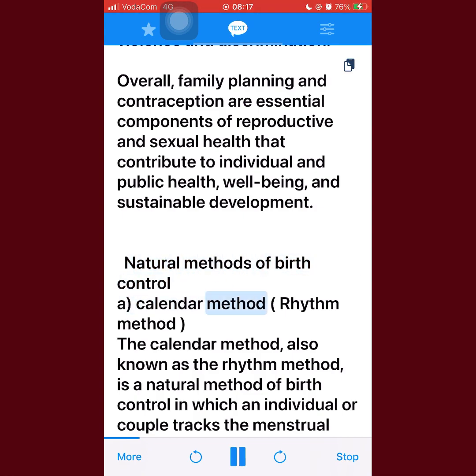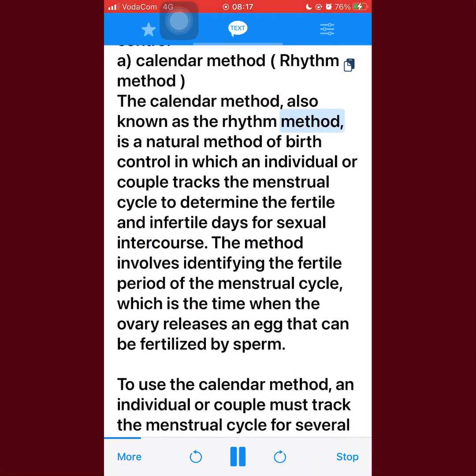Natural methods of birth control. A. Calendar method, rhythm method. The calendar method, also known as the rhythm method, is a natural method of birth control in which an individual or couple tracks the menstrual cycle to determine the fertile and infertile days for sexual intercourse. The method involves identifying the fertile period of the menstrual cycle, which is the time when the ovary releases an egg that can be fertilized by sperm.